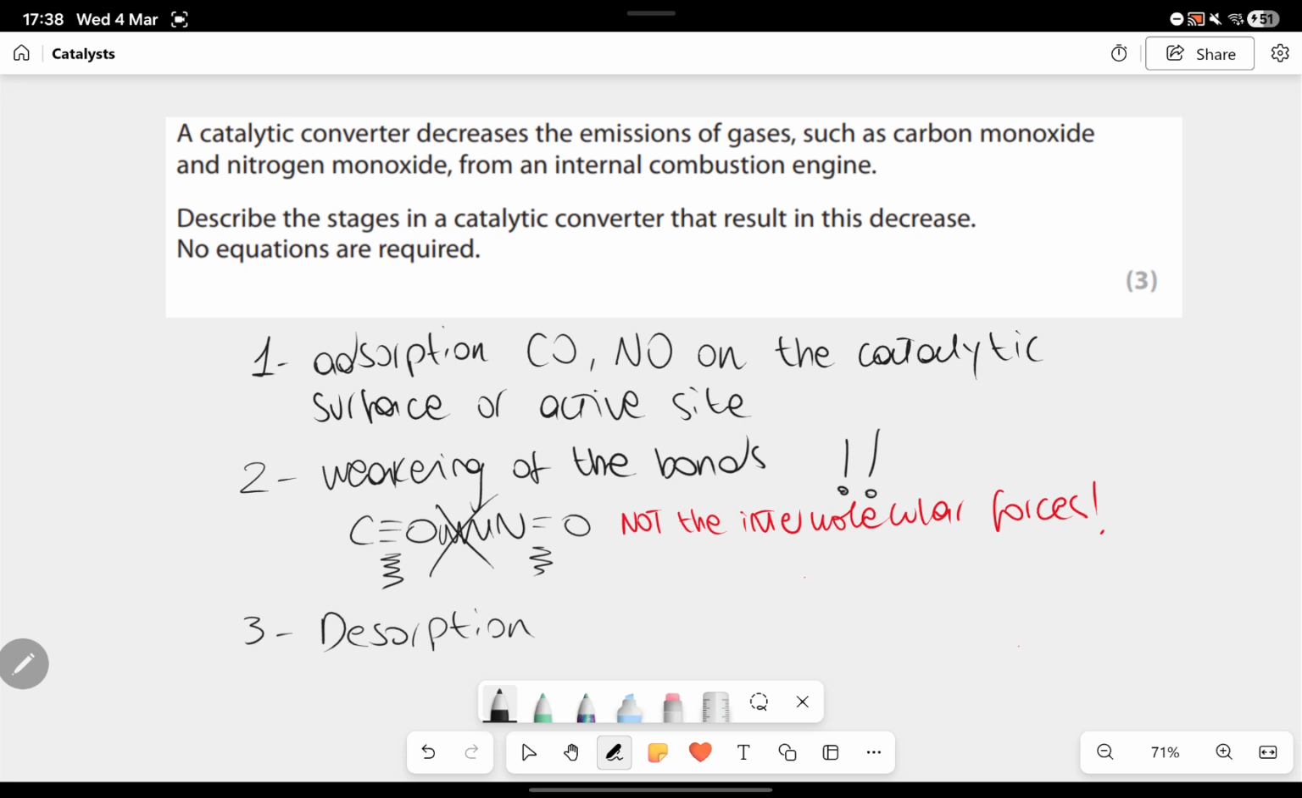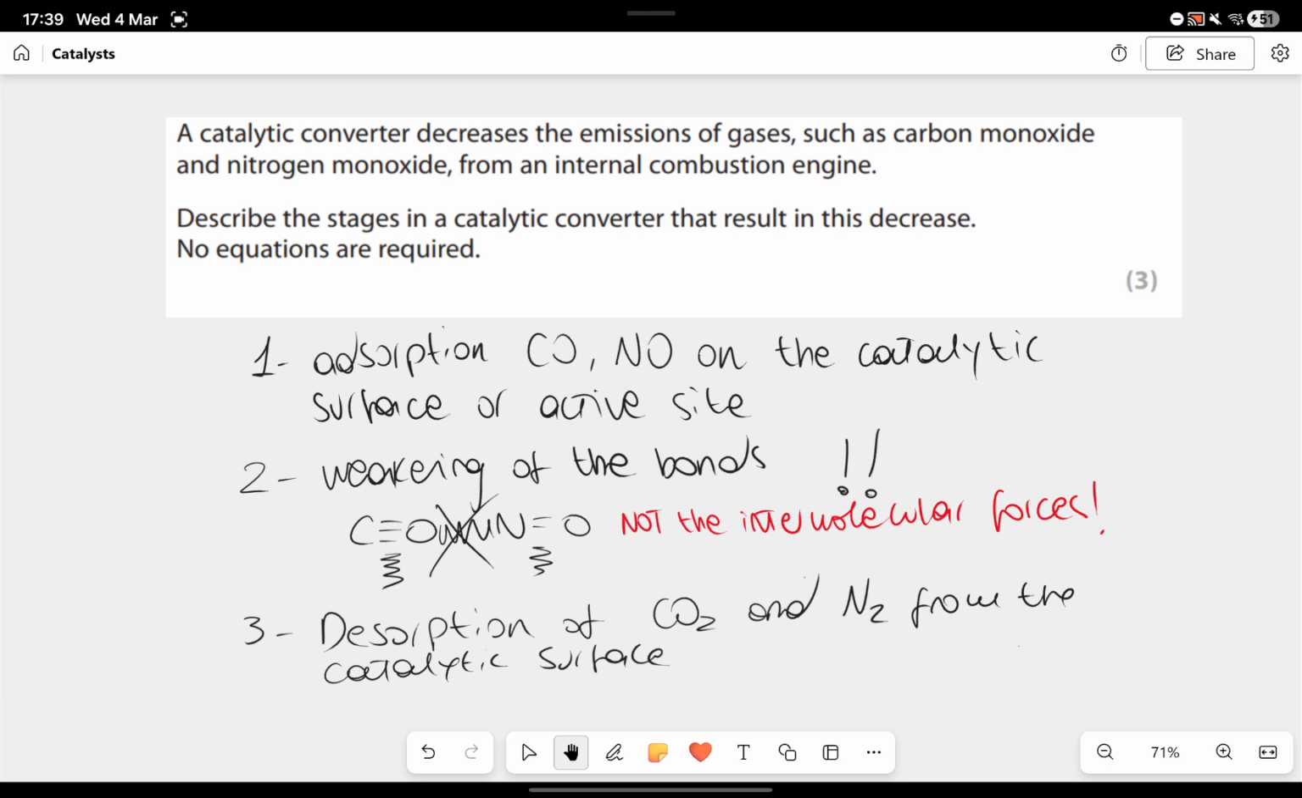No equation is required, but you might want to mention the products, which are carbon dioxide and nitrogen gas as a product, again from where? From the catalytic surface. And here are your 3 beautiful marks for this question. Let's move on into the next type of catalyst.